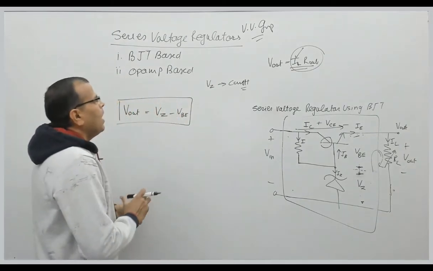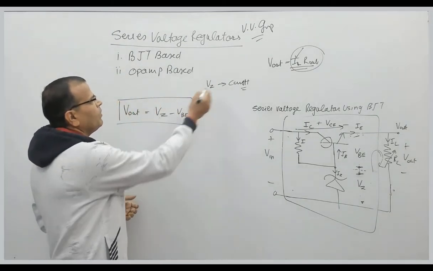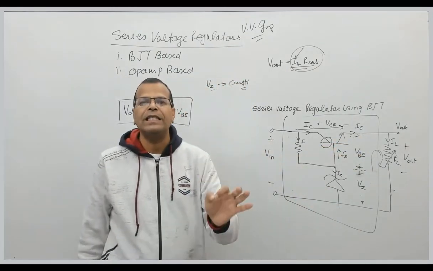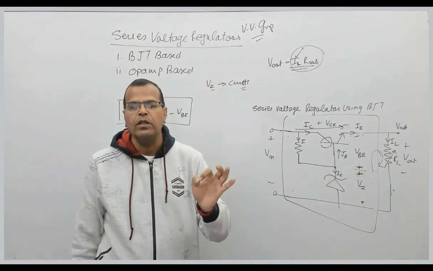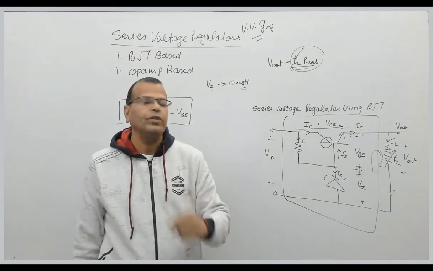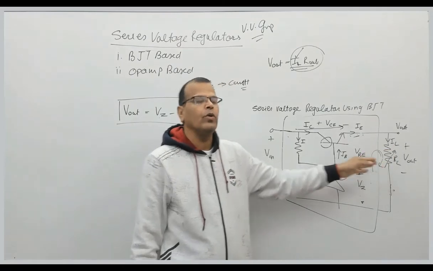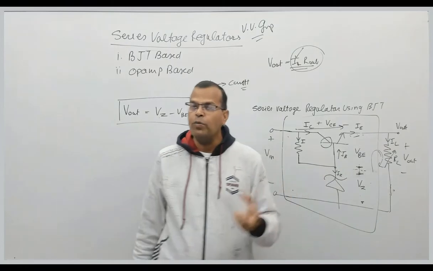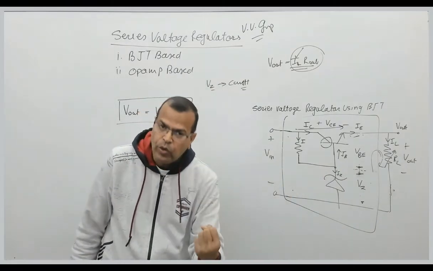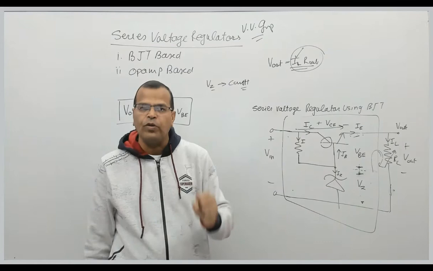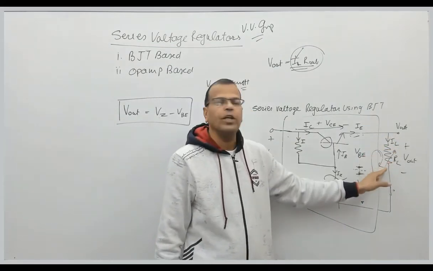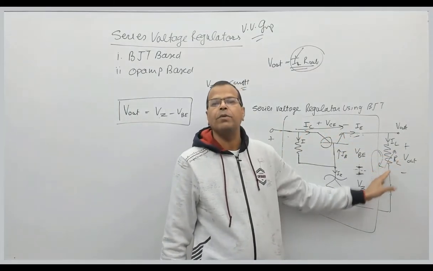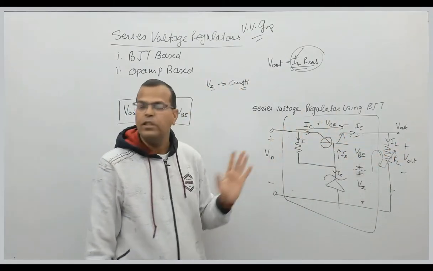Now, output voltage is the difference of VZ and VBE. The output voltage of a series voltage regulator can vary because of two reasons: either because of a change in load resistance or because of a change in supply voltage. So there are two possibilities: either the output voltage can reduce or it can increase. How can the output voltage be reduced? Either because of a reduction in load resistance or because of a reduction in supply voltage. Output voltage can increase either because of an increase in load resistance or because of an increase in input supply.